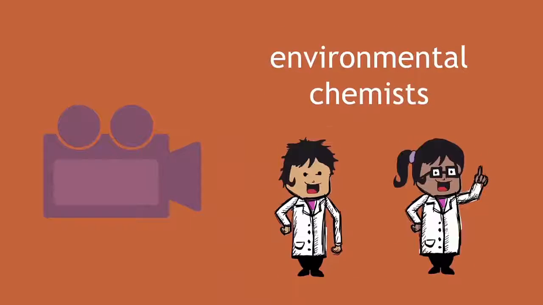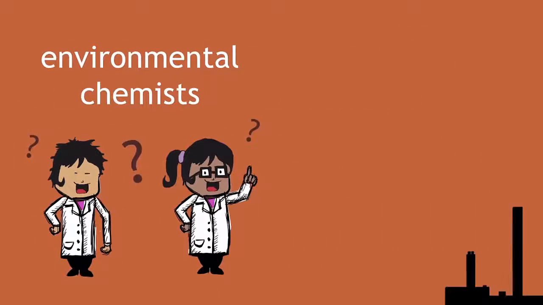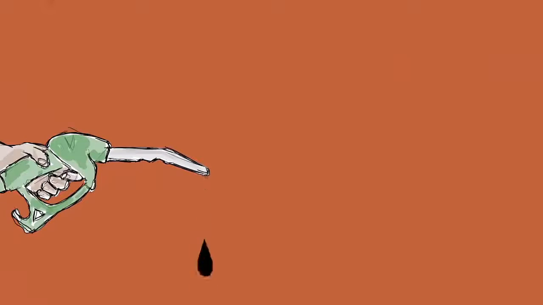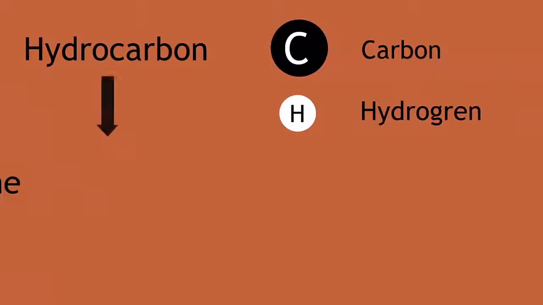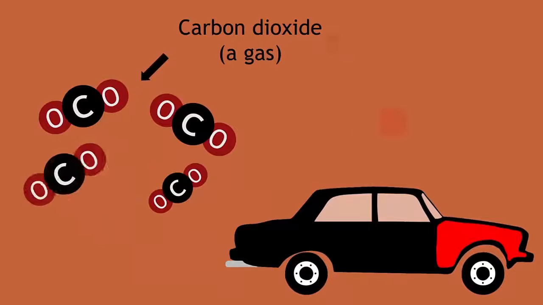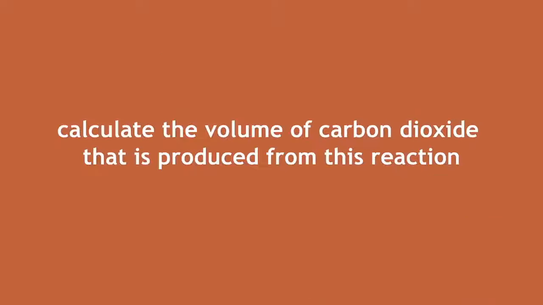In my previous video, we talked about environmental chemists wanting to know how much carbon dioxide is produced from burning of fuel. A major part of petrol is a hydrocarbon called hexane. When it is combusted in a car engine, it produces carbon dioxide, a gas, and water. We're going to try and calculate the volume of carbon dioxide that is produced from this reaction.